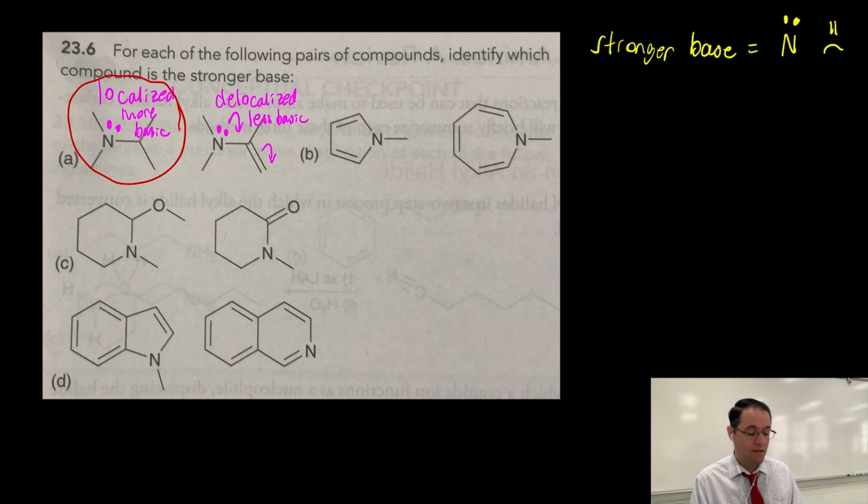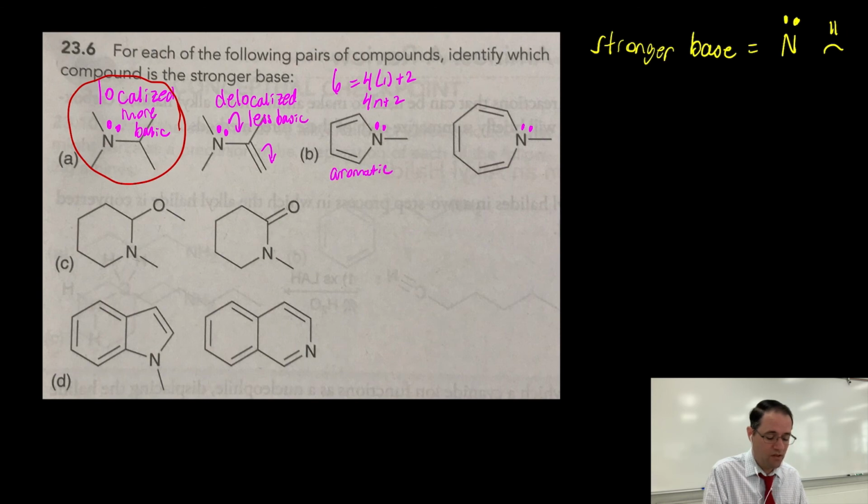Part B. Let's look at some things here. This nitrogen has a lone pair. This nitrogen has a lone pair. Let's count the total pi bonding electrons in this aromatic or anti-aromatic system. So we've got 2, 4, 6. 6 electrons is 4 times 1 plus 2, so that satisfies the 4n plus 2 rule. This is aromatic, and this lone pair is super, super happy. We're going to call this molecule stable. So this is very stable. It's not basic.